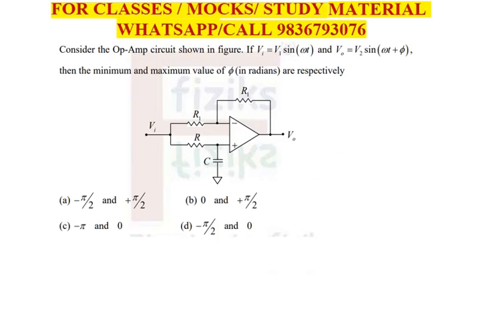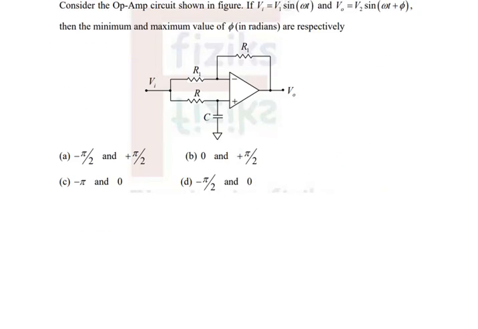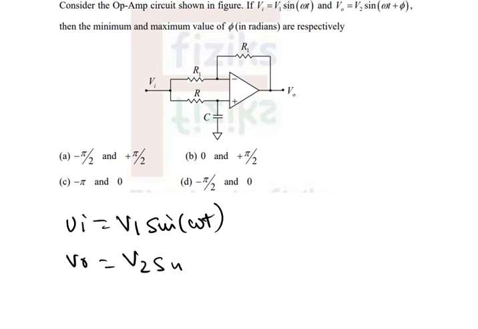So we can write that V0 and Vi, the output and input, are given. Vi is given as V1 sin omega t and V0 is given as V2 sin(omega t plus phi). We are to determine the minimum and the maximum value of the phase phi introduced by the circuit. We will recognize the circuit.